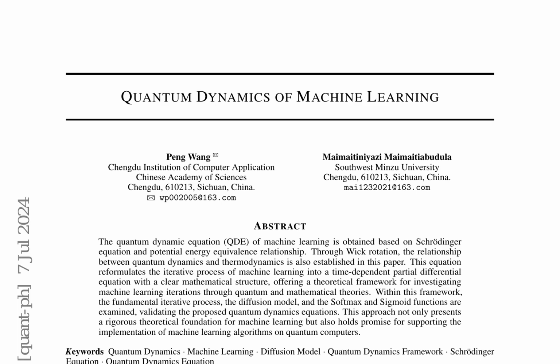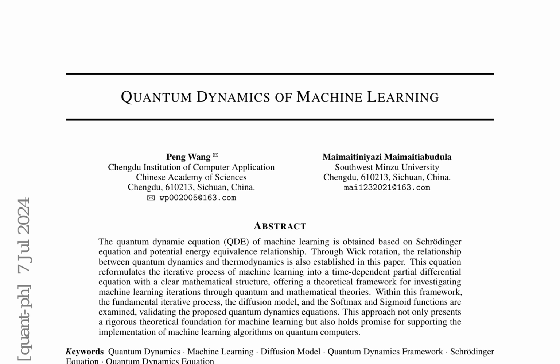The authors present a novel approach to machine learning by establishing a quantum dynamics framework, reformulating the iterative process of machine learning into a time-dependent partial differential equation. This is achieved by leveraging the Schrödinger equation and potential energy equivalence relationship, connecting quantum dynamics to thermodynamics through Wick rotation. The framework enables the investigation of machine learning iterations through quantum and mathematical theories.